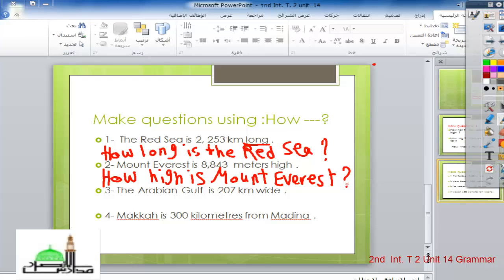Next one. The Arabian Gulf is 207 kilometers wide. Look at the adjective here, wide. So I can make a question using how wide. How wide what? Yes, the Arabian Gulf is, so how wide is the Arabian Gulf.